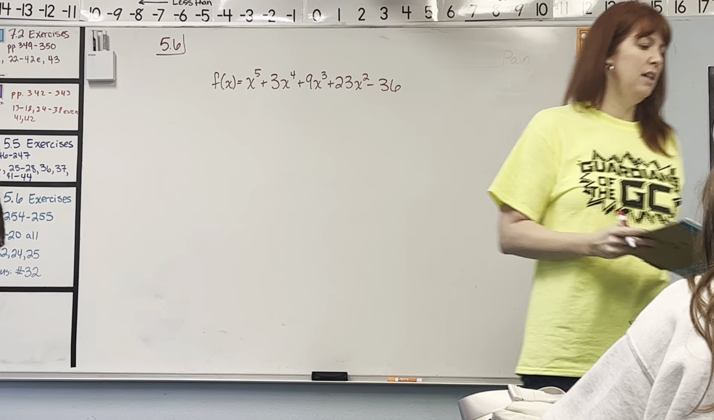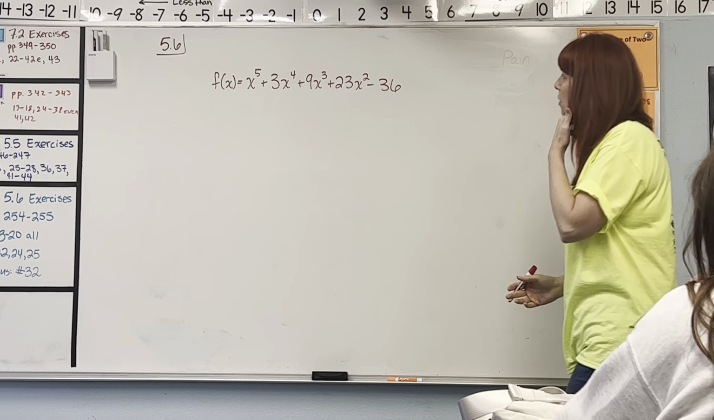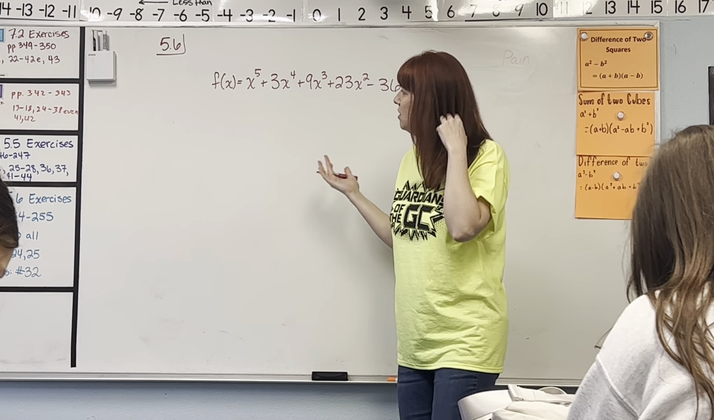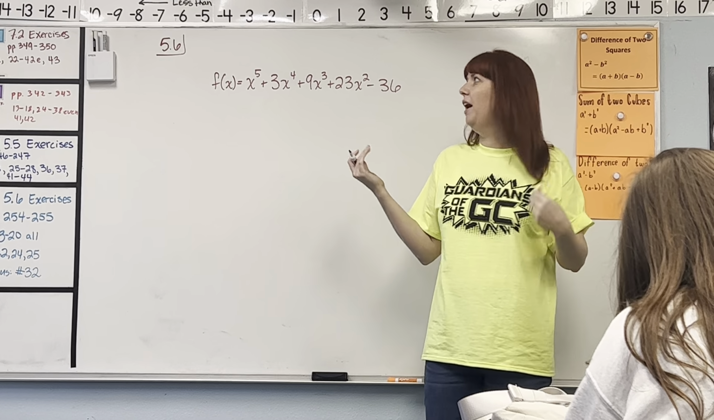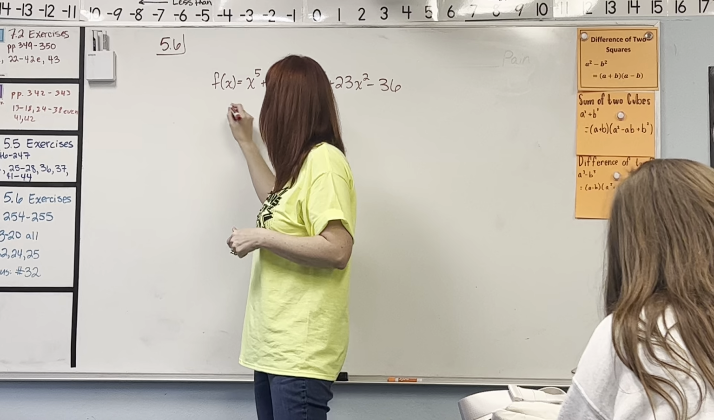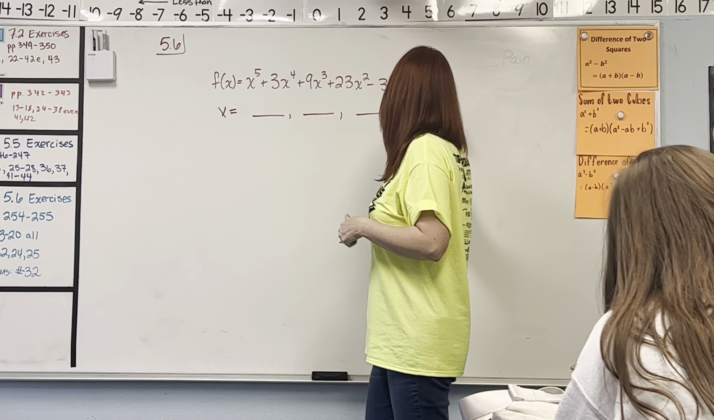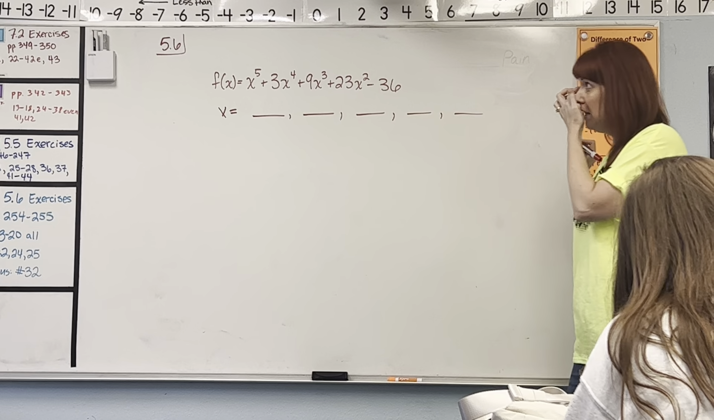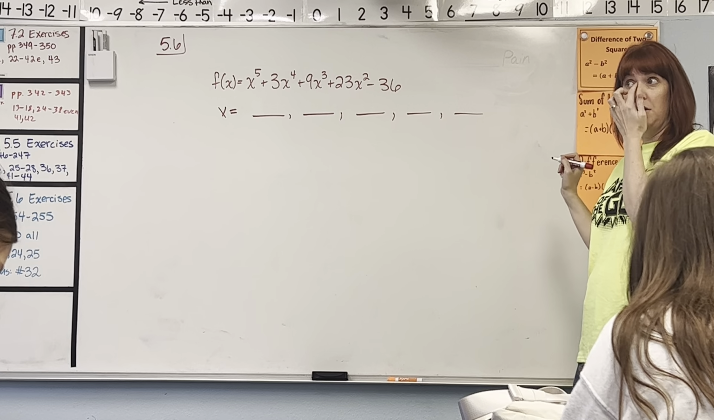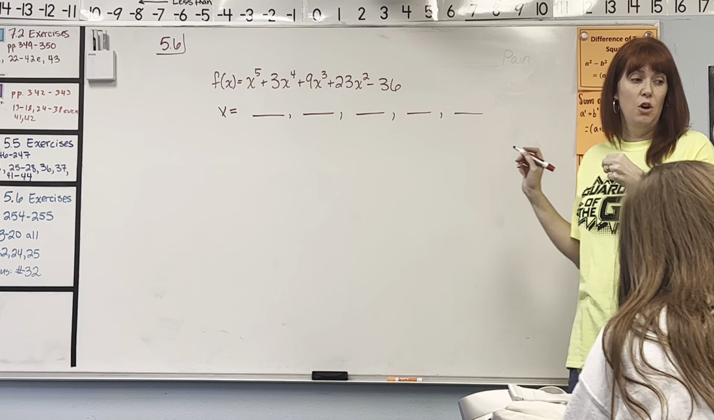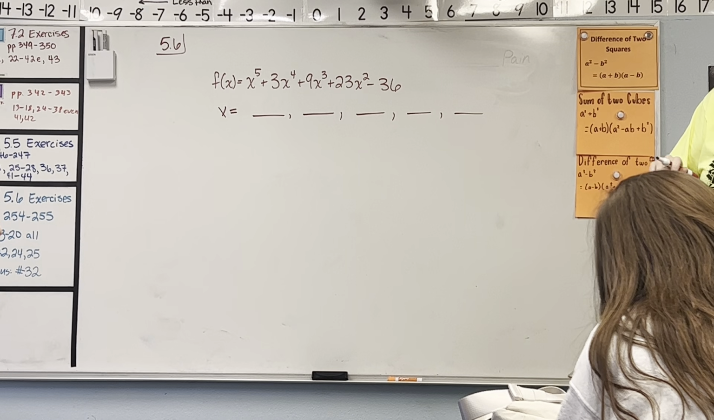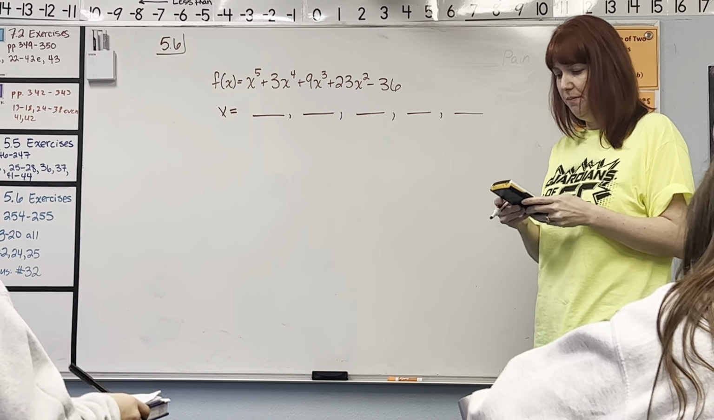So if this is your function, how many solutions are we looking for? 5, right? Because 3, 4, 5. So we need to get 5 of these. We can get some of them by graphing. Sometimes you can get all of them by graphing. So if we're going to graph this in our graphing calculator, get out your graphing calculator.